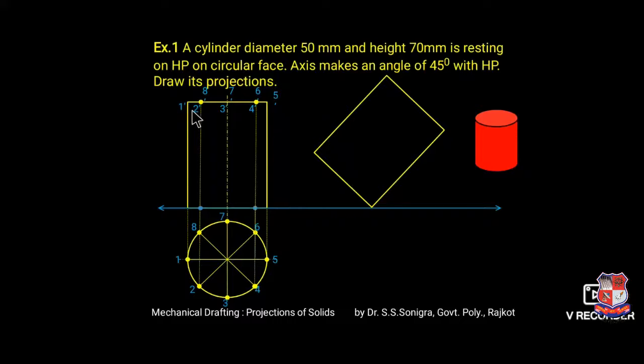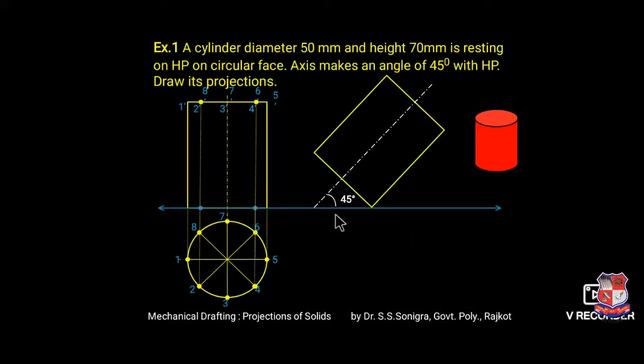We should redraw this rectangle in such a way that this angle becomes 45 degrees. For that, draw a line at an angle of 45 degrees with the XY line. Take this distance as a radius, this point as a center, and mark an arc over here so we can draw this line. Similarly, take this height as a distance, this point as a center, and mark an arc over here. Join these points and we can redraw this rectangle. There are many methods to redraw this rectangle. Whichever is convenient to you, you can use.